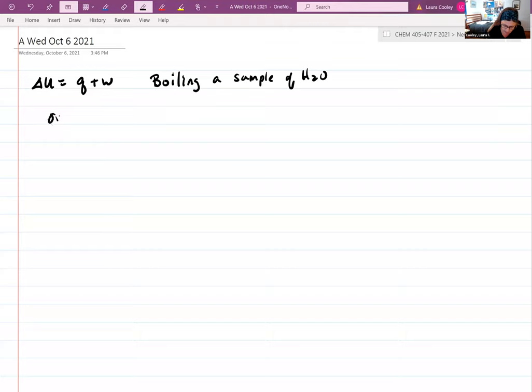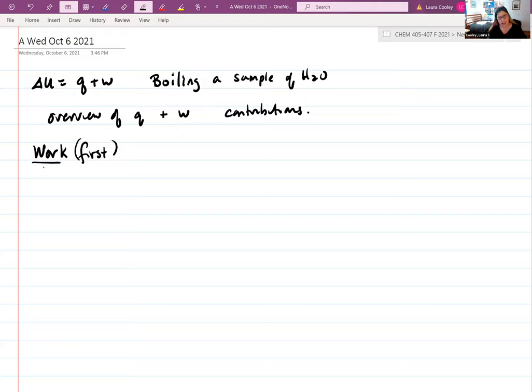So we did kind of an overview of Q and W, what those contributions would be. But we didn't do any calculations or anything like that. So what I'm going to do now is start to talk about how we calculate these things. I'm going to focus on work first.